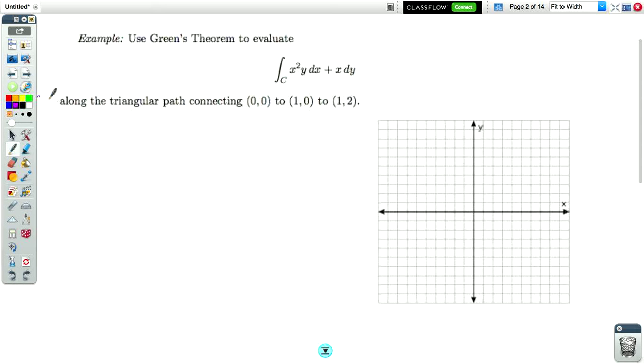Along the triangular path, I'm going to draw the path first, and I'm going to scale this up a ton, otherwise our triangle is just going to be right here. So our triangle starts at 0, 0, and I'm going to say 4 of these little spots are actually 1. So here's 2. And then here's 1, and here's 2, just so we can get an idea of the path. This triangular path connects 0, 0 to the point 1, 0. So here's part of our path, and it's oriented this way. It connects 0, 0 to 1, 0. And then it connects 1, 0 up to 1, 2.